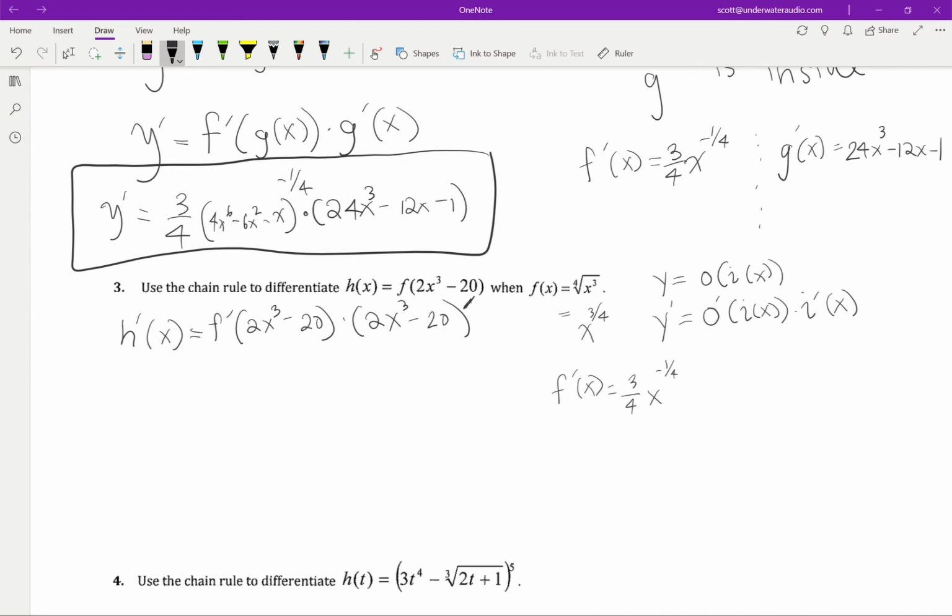Okay, so I need h prime. And h prime is going to be f prime with this part plugged into it. So 3/4 x to the negative 1/4. And I'm going to plug in 2x cubed minus 20. And then I'm supposed to do the derivative of this here. So that would be 6x squared. Derivative of negative 20 is just 0. And I'm done.